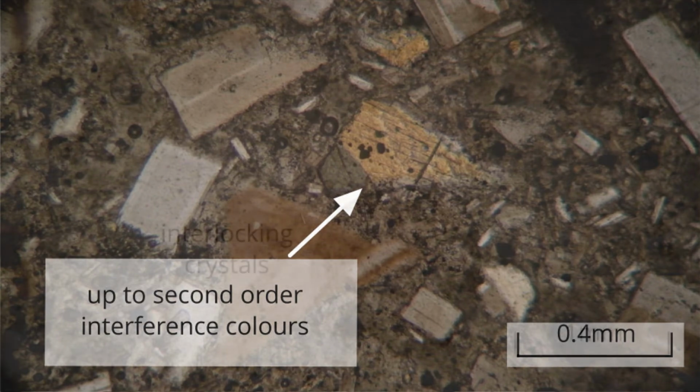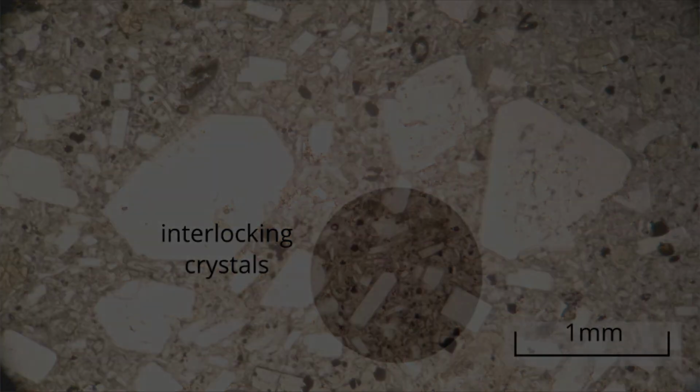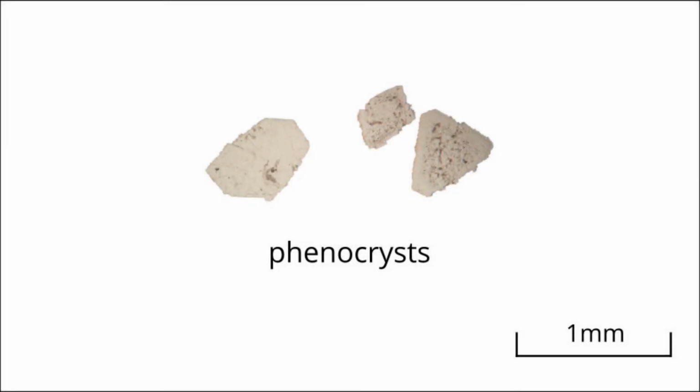In summary, this rock is made of a mass of interlocking crystals less than 0.25 millimeters in size, but it includes some larger euhedral crystals up to 1 mm in size. It is a fine-grained crystalline igneous rock which contains larger crystals called phenocrysts, so it has a porphyritic texture.